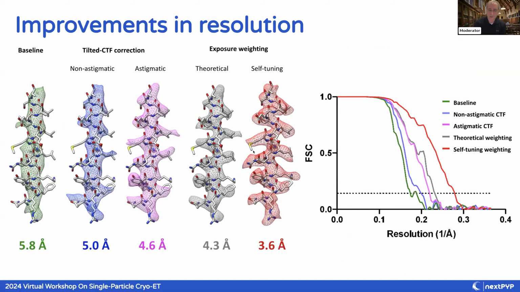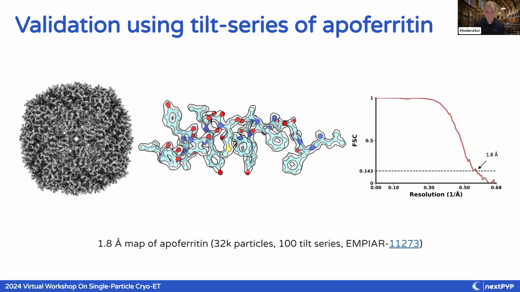When you piece together all of these components, you can really squeeze out all of the high resolution information that is present in the data. Here, you start from a baseline, and as you turn on all these features for high resolution refinement, you get better and better resolution. We also validated the pipeline using two series of apoferritin, and we were able to get to sub 2 Angstrom resolution using tilt series. This is a data set from the EMPIAR database that has about 100 tilt series and 32,000 particles, just to give you a sense for the scale of these numbers.